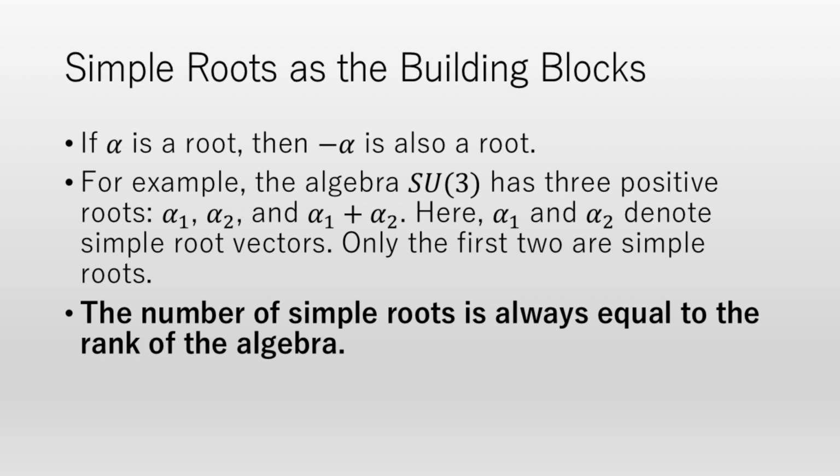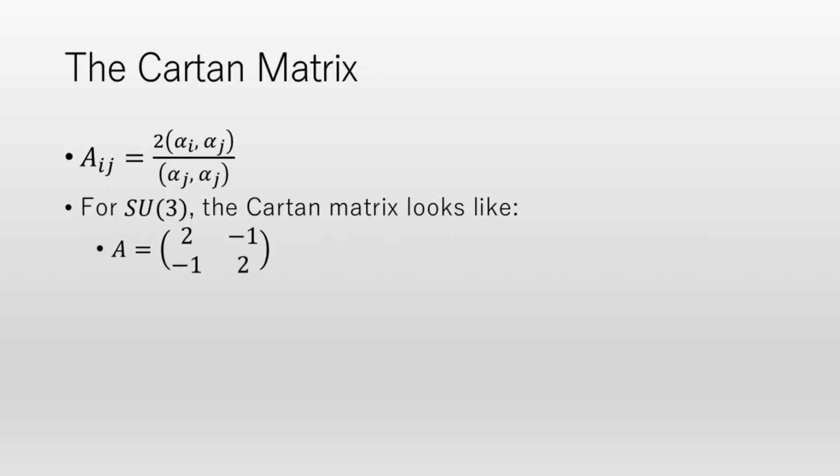A fundamental theorem states that the number of simple roots is always equal to the rank of the algebra. Thus, a rank 5 algebra possesses exactly 5 simple roots. For SO(10), whose rank is 5, there are therefore exactly 5 simple roots. The next step is to study the geometric relations among these simple roots. The key quantity is their inner product.